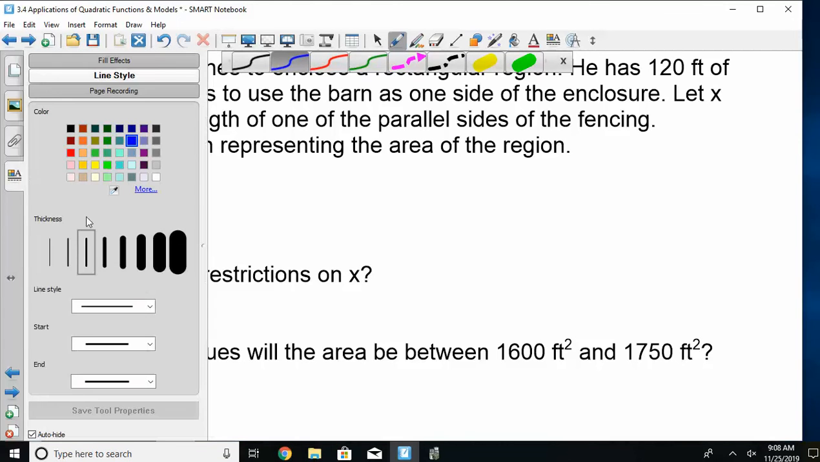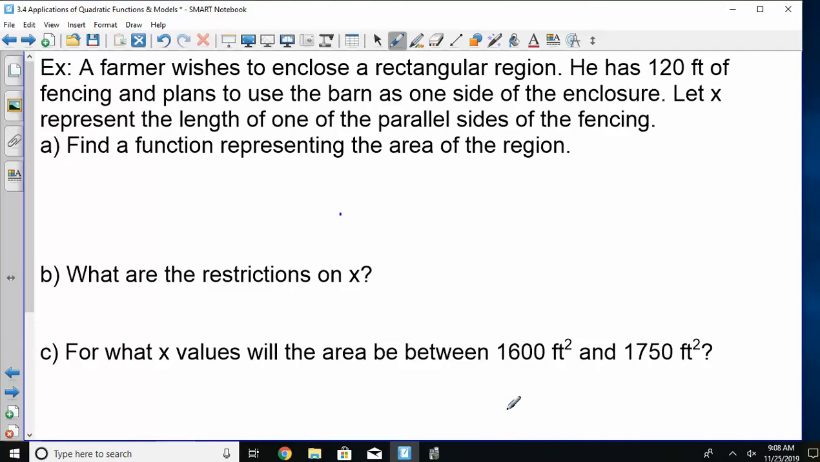So a farmer wishes to enclose a rectangular region. He has 120 feet of fencing and plans to use the barn as one side of the enclosure. Let X represent the length of one of the parallel sides of the fencing. Part A, find a function representing the area of the region. Let's start out with a picture. So he's got the barn over here, and he's building the fence off the barn. So no fence is going on that side.